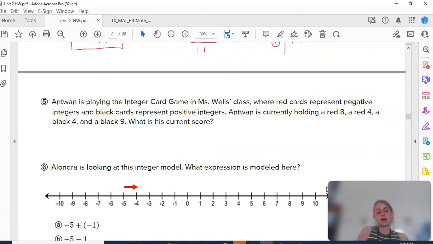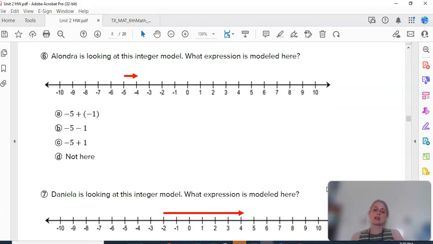Same idea on the back. These 3 right here are slightly different than our usual ones. They did not start at 0. This one starts at negative 5. Negative 5, negative 5, negative 5, maybe.